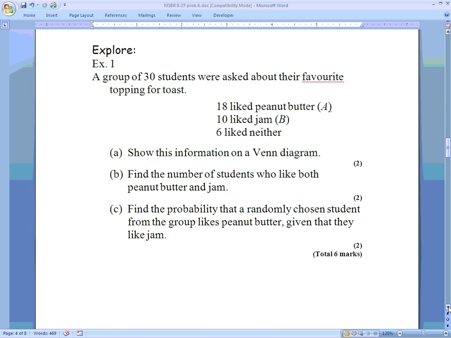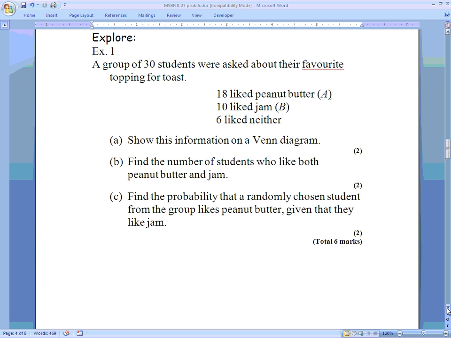So to start, we'll look at a Venn diagram example, which is one of the things we wanted to get to in our learning intentions. We have 30 students. They were asked about their favorite topping for toast. Favorite is spelled using British English, as opposed to American English, which is what IB uses. 18 like peanut butter, 10 like jam, and 6 didn't like either one of those.